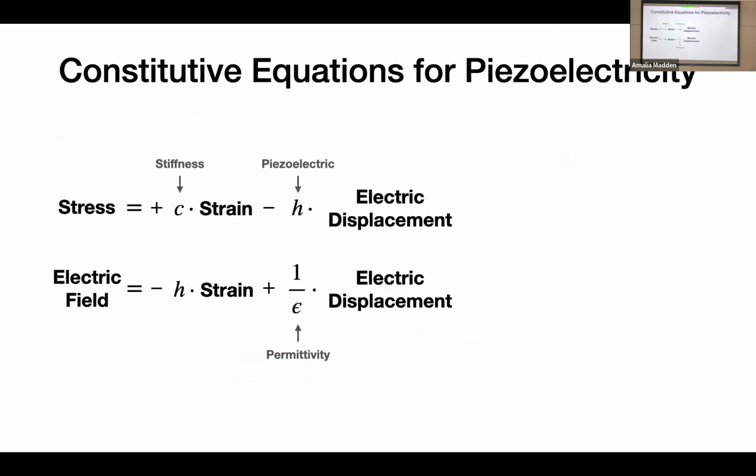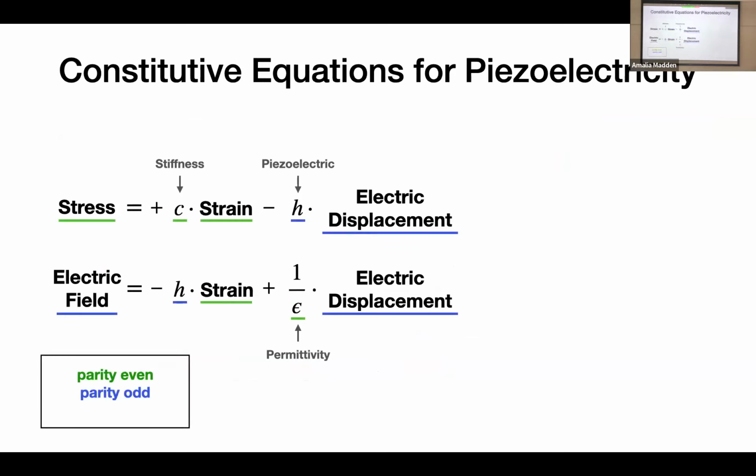So how can we understand this in terms of equations? In terms of symmetries, our mechanical variables here, stress and strain, are parity even, whereas our electrical variables here, the electric field and the electric displacement, are parity odd. The special property of a piezoelectric crystal is that this piezoelectric coefficient is also parity odd. And what that means is that if you apply some electric displacement, you can get a mechanical stress out.